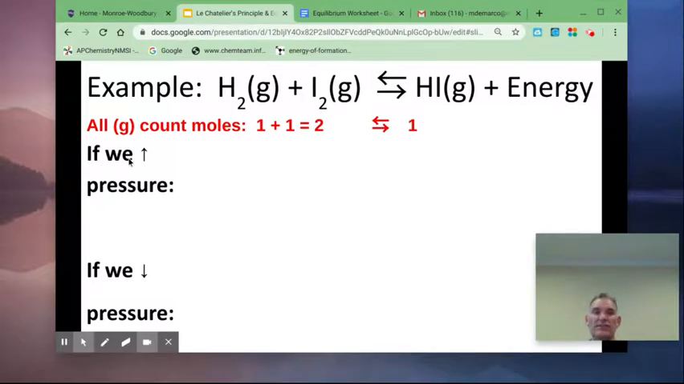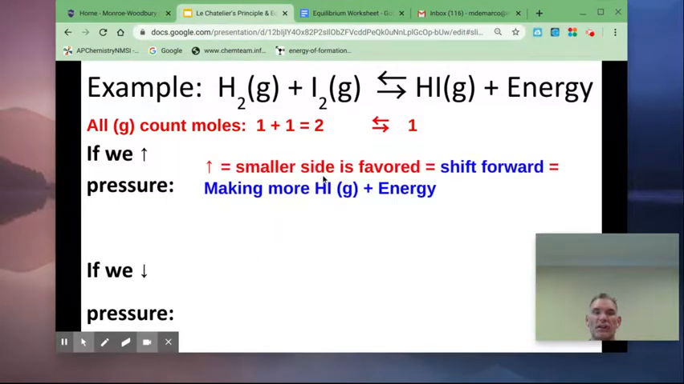So if I increase the pressure, remember, we're going to the smaller side. So in this reaction, the smaller side is HI, which happens to be on the right side. So I'm shifting forward to the right. And then once I know the shift, I know what's going to happen. If I'm going more forward, I'm making more HI and energy. So this side is going to go up, but this side is going to go down.